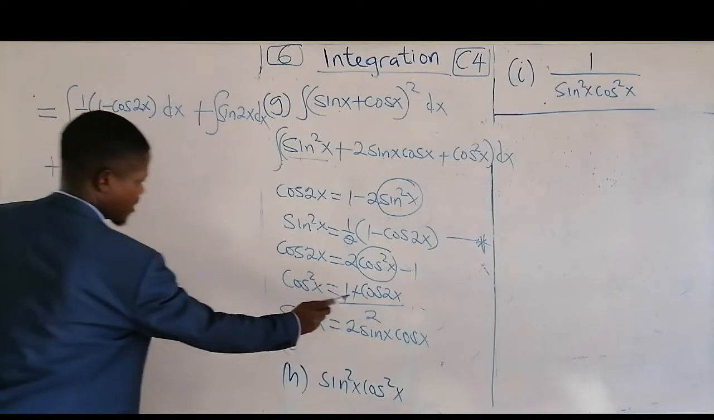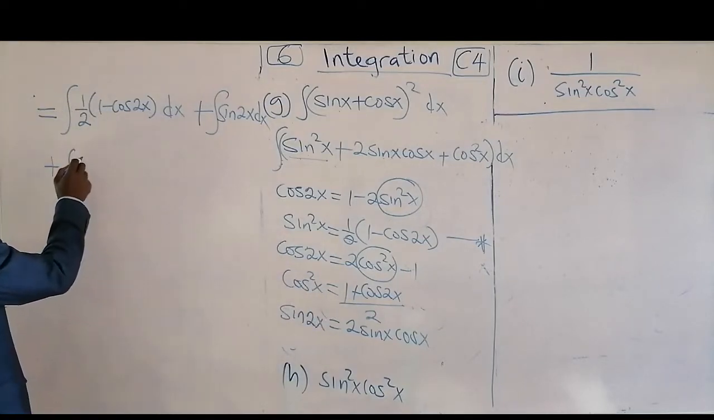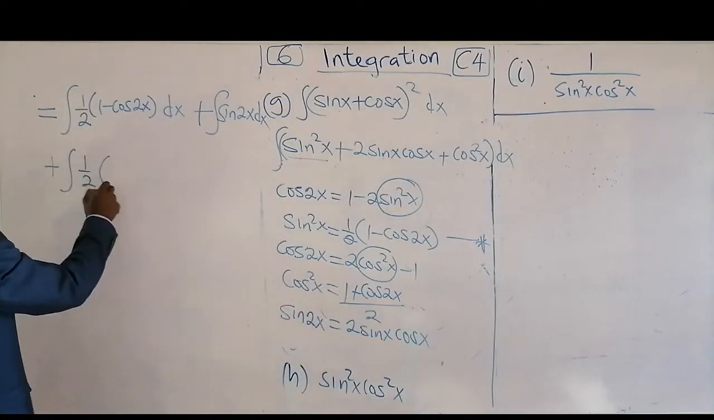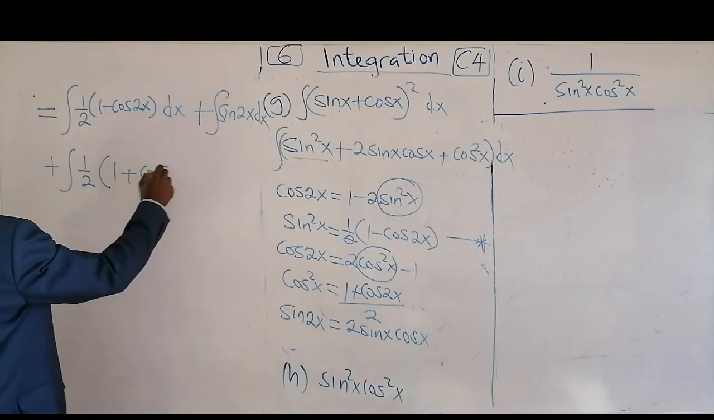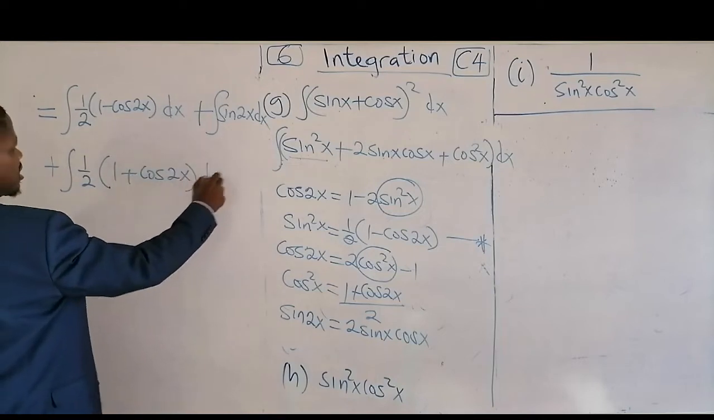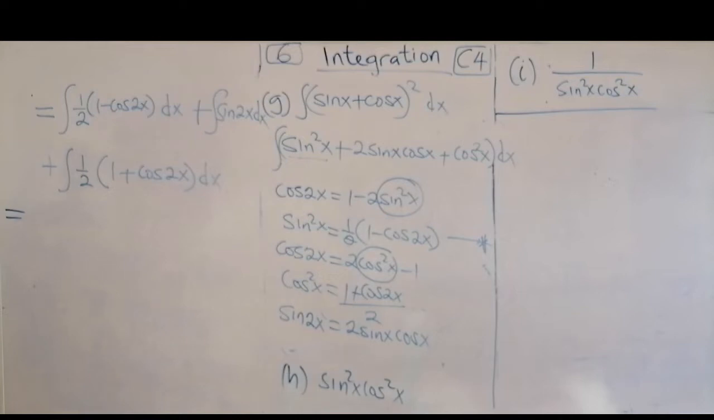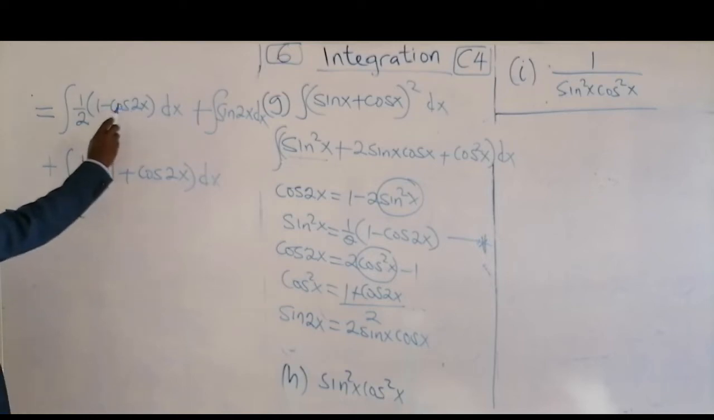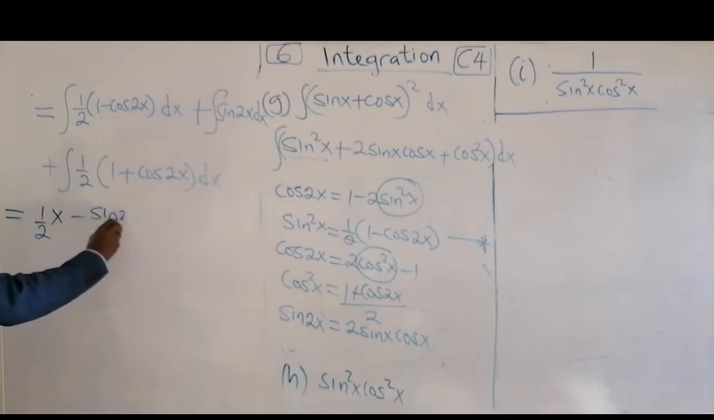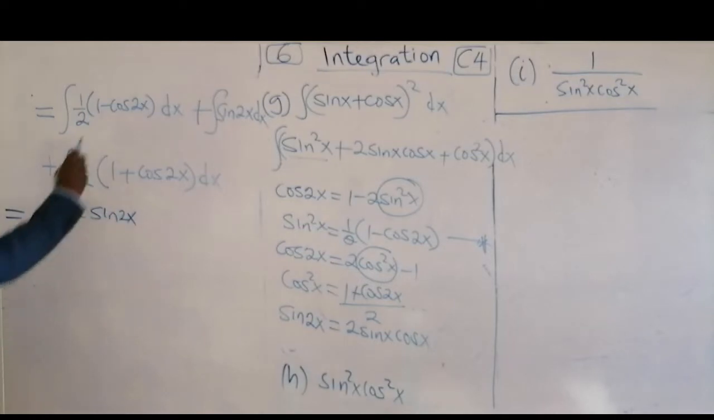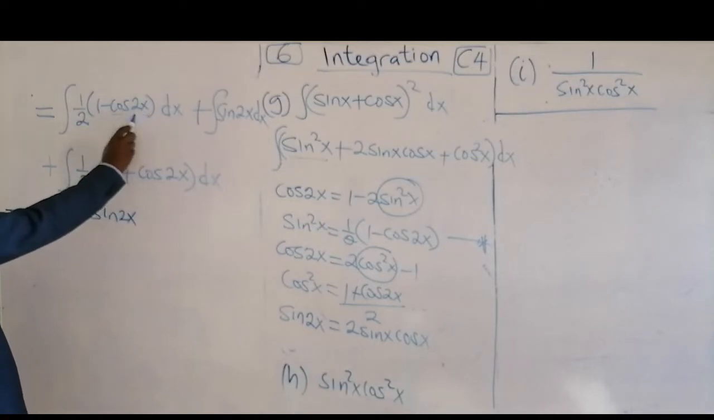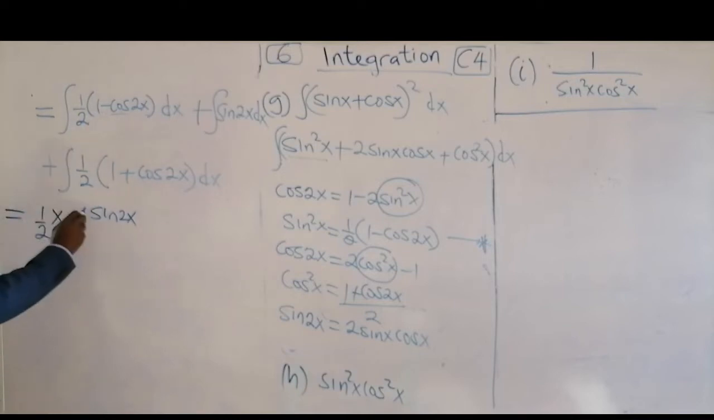We have it here, which is 1 over 2 into bracket 1 plus cos 2x dx. So the next thing to do now is to get the answer. The integral of 1 is x times half, and the integral of cos is sine 2x. And don't forget, you will divide by 2, so times 1 over 2. That's 1 over 4. Okay?